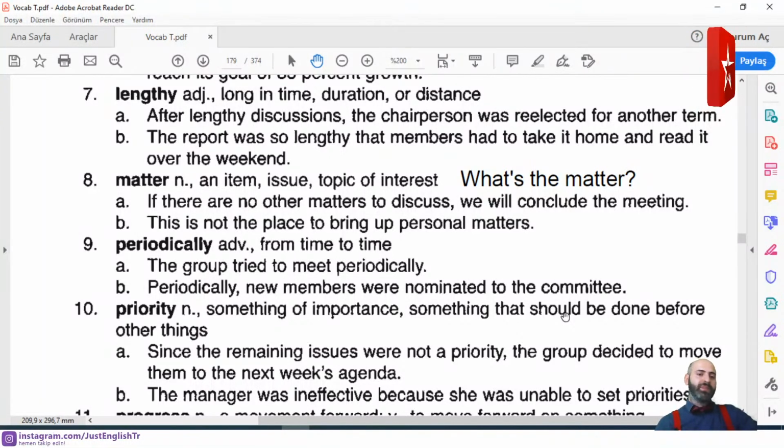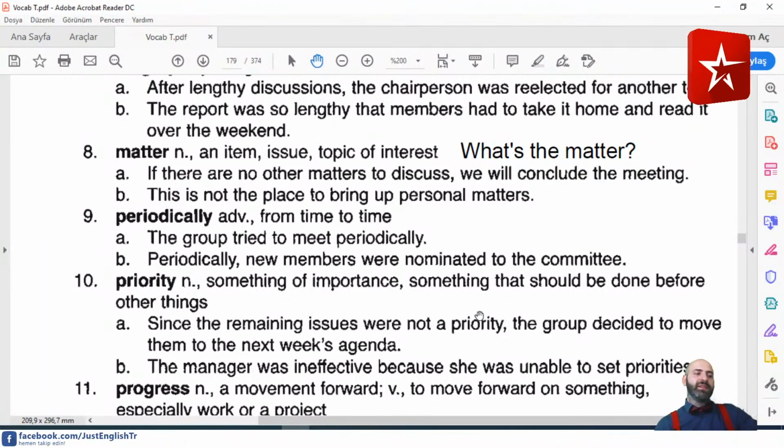Word number 10, priority. It is something of importance, something that should be done before other things. This is priority. Sentence A says, since the remaining issues were not a priority, the group decided to move them to the next week's agenda. Okay, so these things were not very important, so we decided to move these things to next week's agenda. Sentence B says, the manager was ineffective because she was unable to set priorities. Yes, if the manager can't set priorities, she definitely cannot be successful and will be ineffective. Ineffective means not effective.